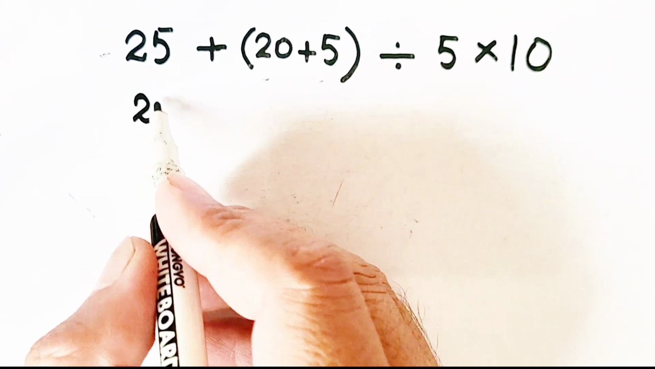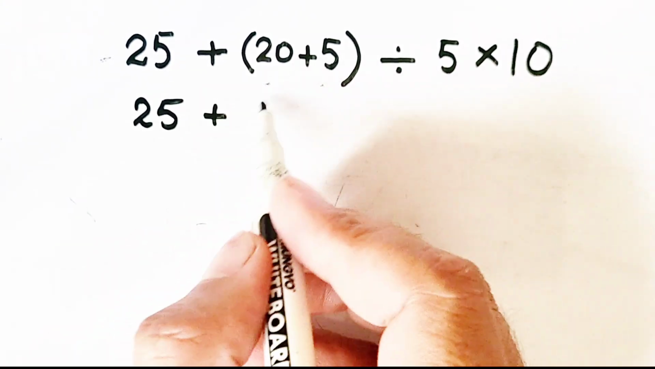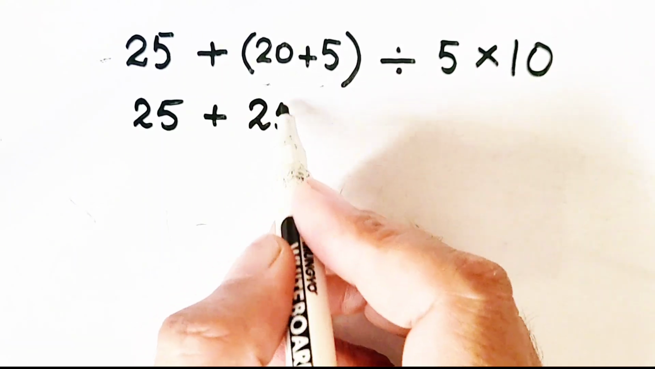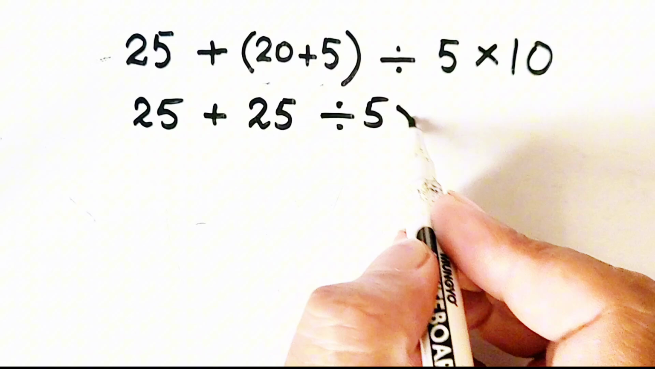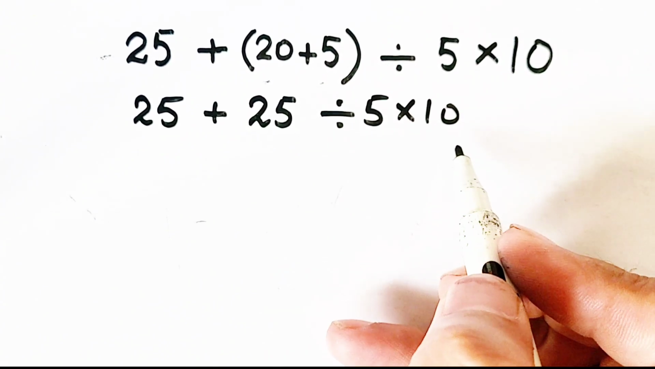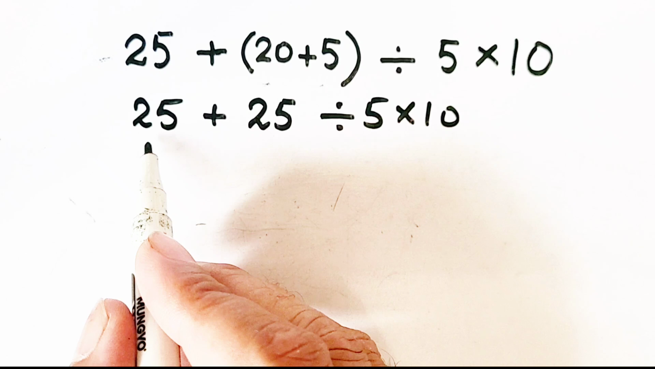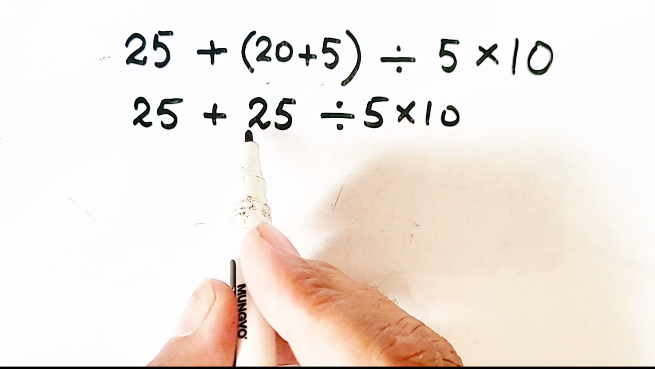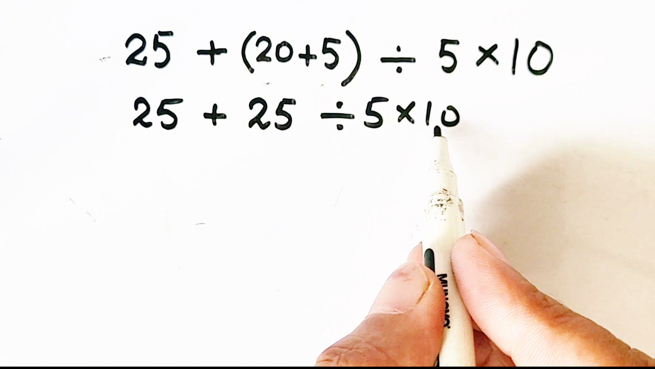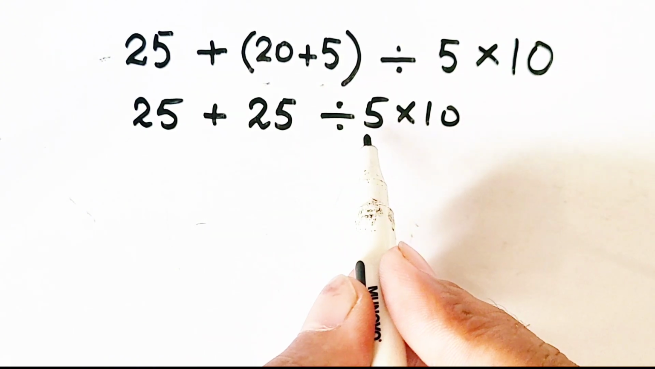First of all, we have to solve parentheses. Okay, parentheses will become 25, then divided by 5 times 10. Now 25 plus 25 is wrong. 5 times 10 is wrong. 25 divided by 5 is correct.